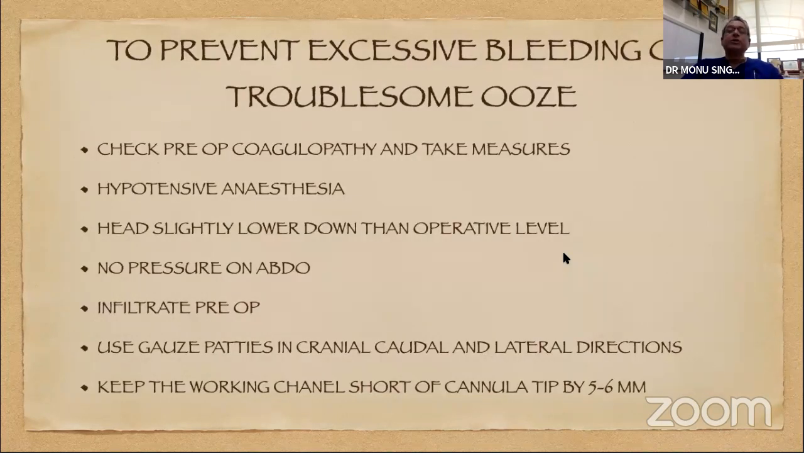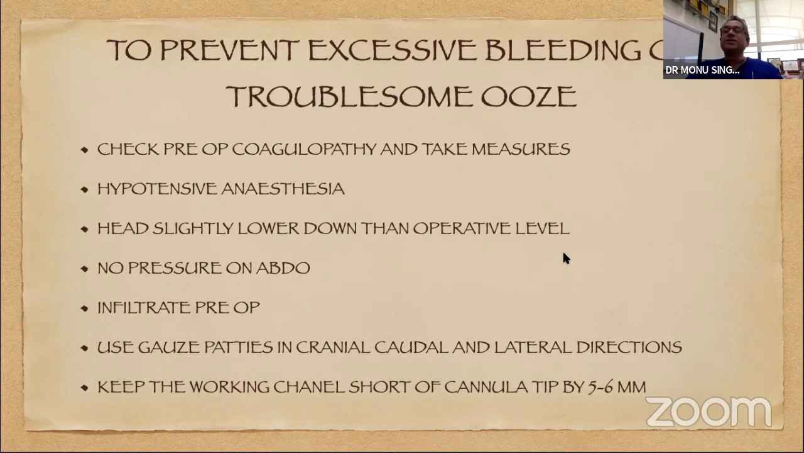You have to make sure that your patient is not suffering from any kind of preoperative coagulopathy. Make sure that the blood profile is normal. Ask your anesthesiologist for a hypotensive anesthesia. Keep your head level a little lower down than the operative level. There should absolutely be no pressure on the abdomen. And importantly, three important steps. Number one, you infiltrate pre-op. One ampule of adrenaline in 200 ml of normal saline.